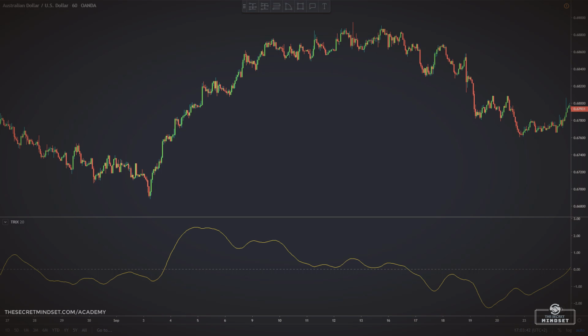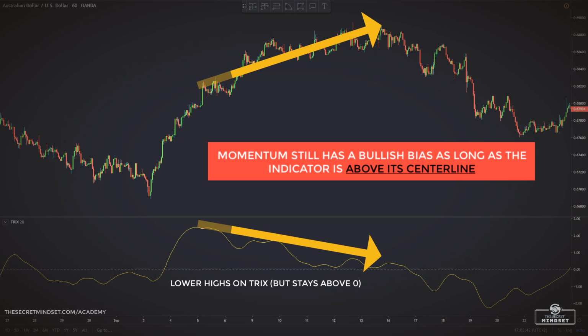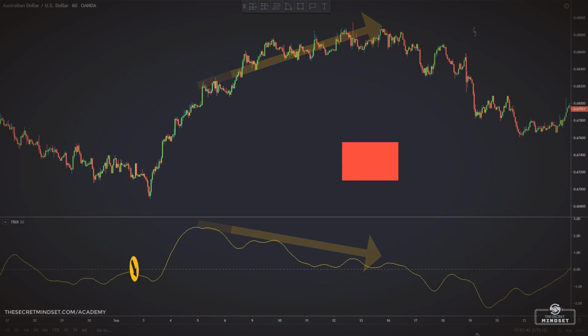Now, bearish divergences don't work well in strong uptrends. Even though momentum seems to be weakening because the indicator is producing lower highs, momentum still has a bullish bias as long as the indicator is above its center line. Upward momentum may be less positive, but is still positive as long as it stays above the zero baseline. The rise is just not as fast as before.